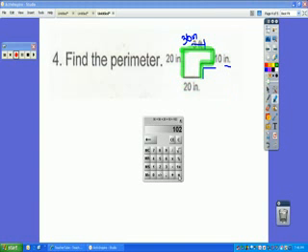I don't think I added enough. Let's see here. I have 36 and 36. 20 and 10. I need to add 10 more because I didn't add everything. Make sure you check your work. And it will give you 112 as your final answer.